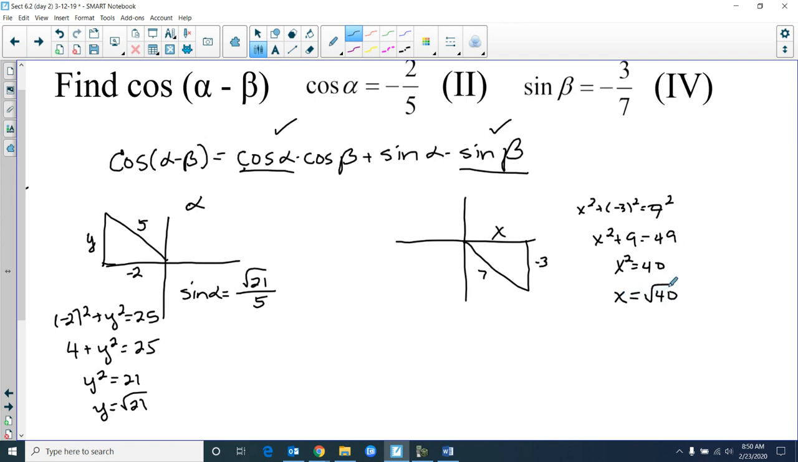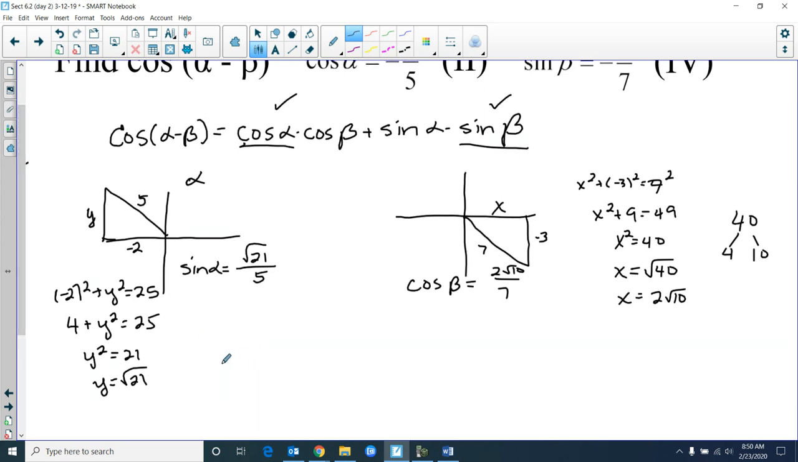All right, if it can be simplified, we always want to simplify. Now, square root of 40, do a factor tree, whatever you need to do, that is going to be equivalent to x equals 2 square root of 10. 40 is 4 times 10. Square root of 4 is 2. All right, so we got that. So now what's the other piece we need to know from here? We need to know the cosine of beta. Cosine of beta will be a positive 2 square root of 10 over 7.